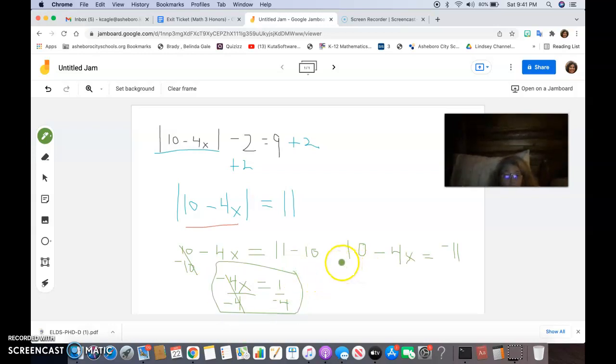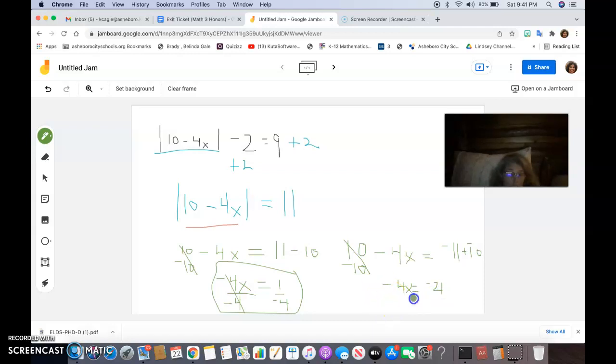Then the other side, again, you're going to subtract 10 minus 10. Now you can't really subtract a positive number, so you would change your sign, change your direction, and that would give you negative 4x equals negative 21.